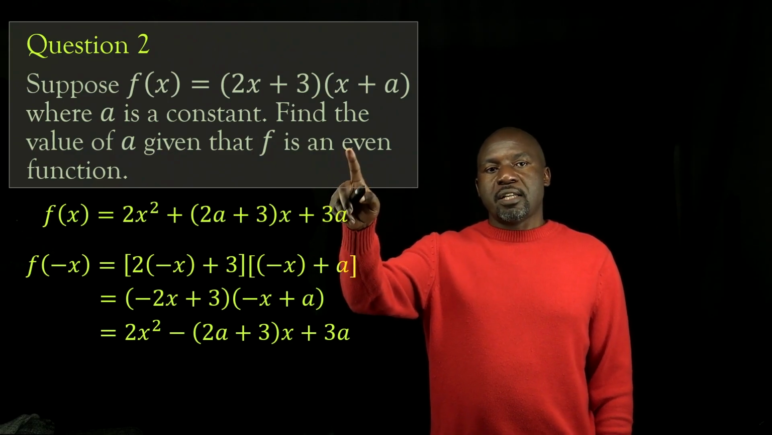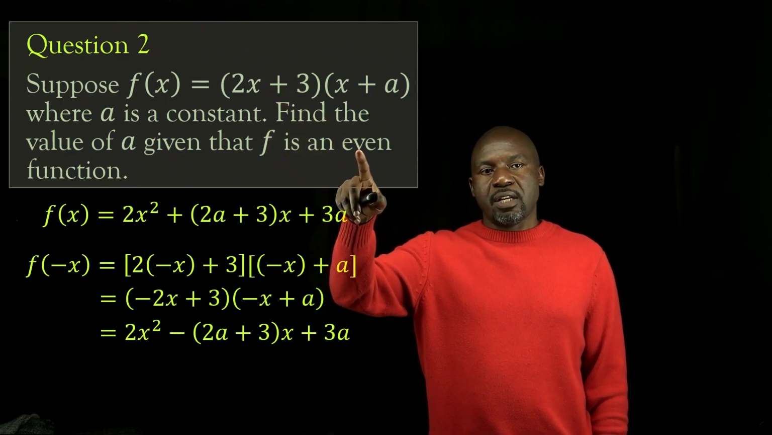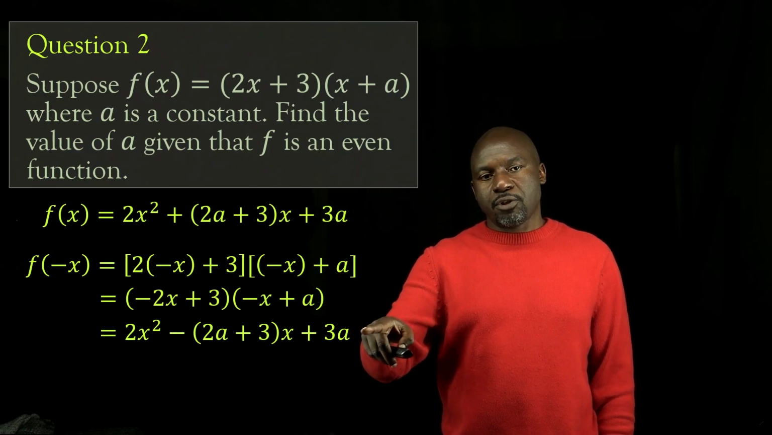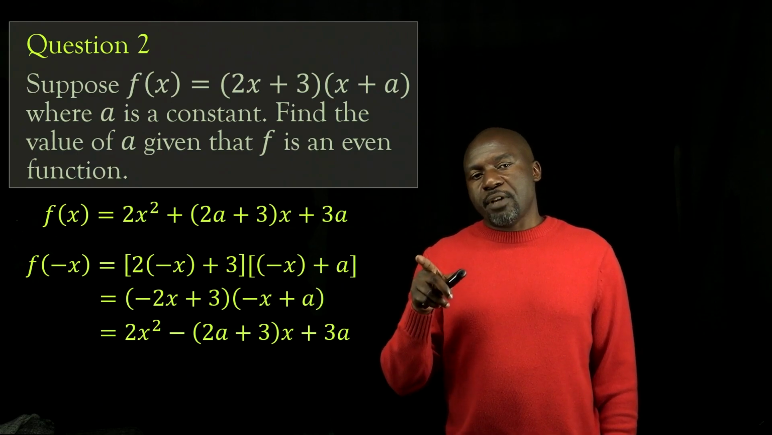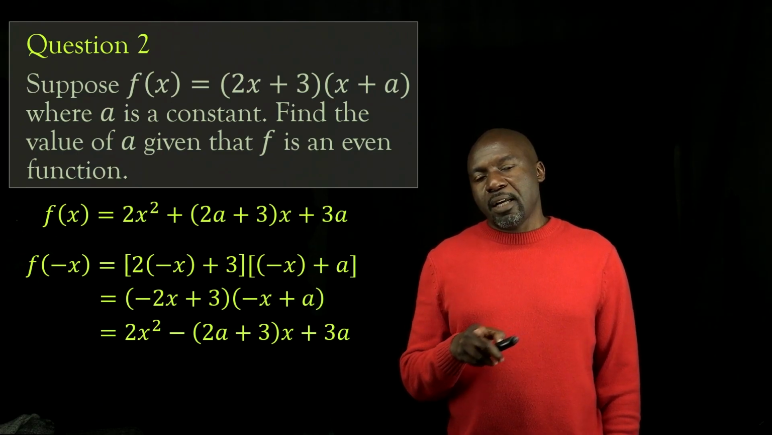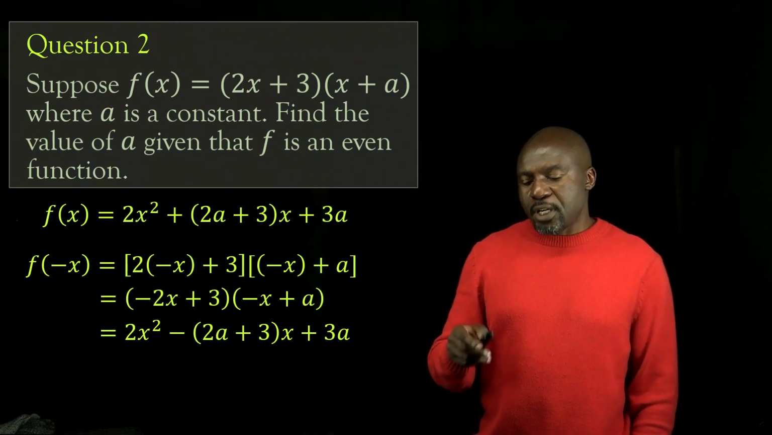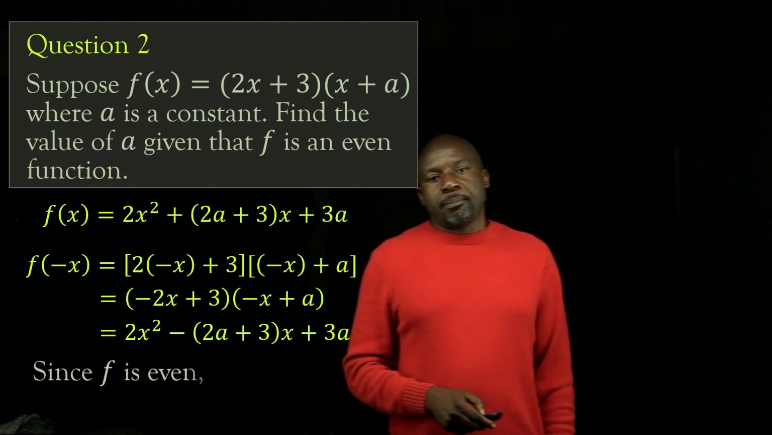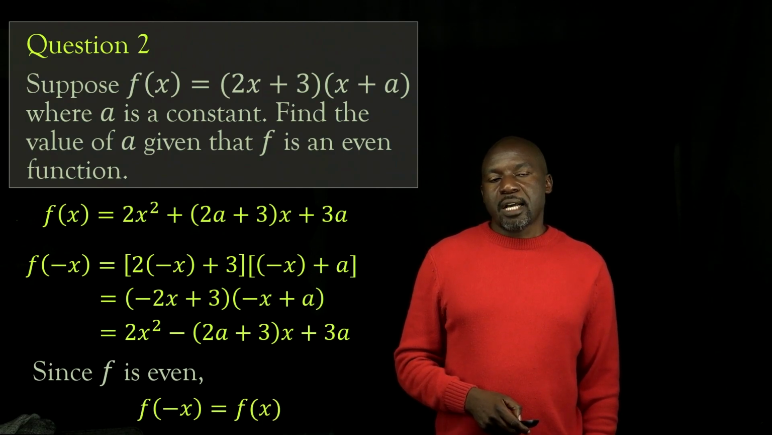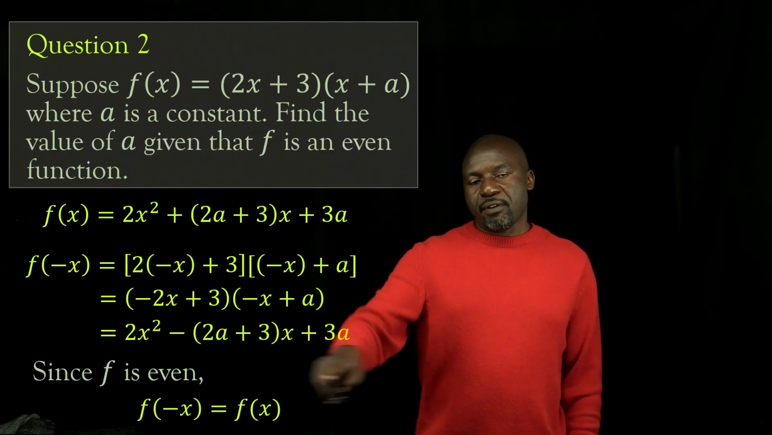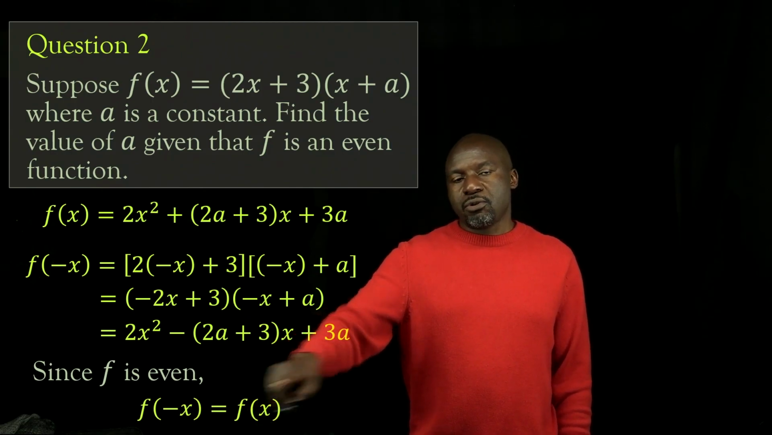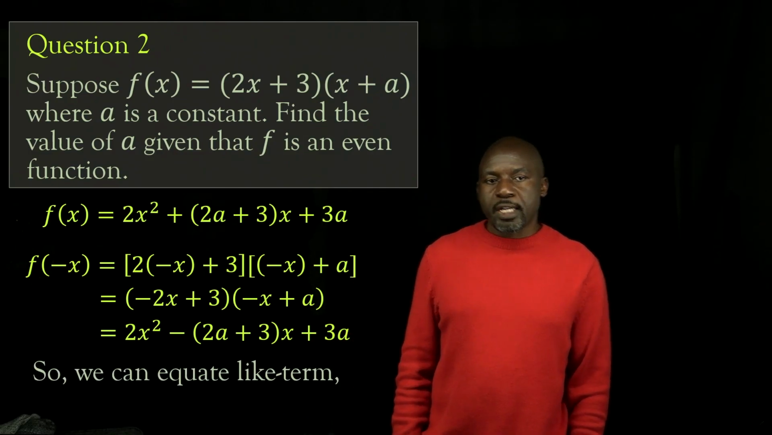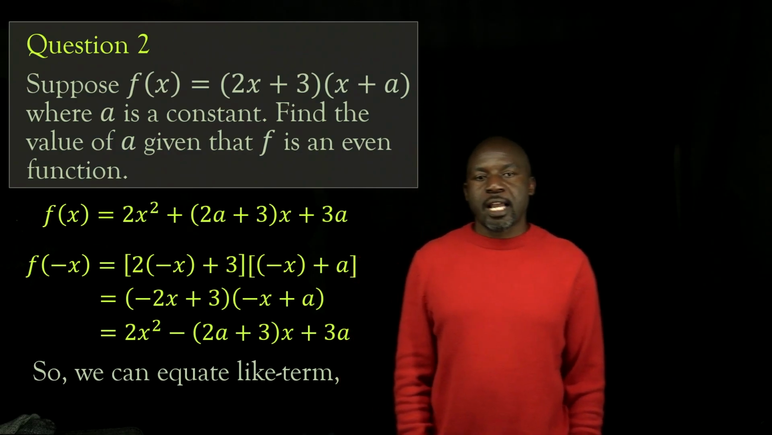Now we are told that this function is even, which is also to suggest that this must be equal to that. If the two functions are equal, then their corresponding terms must also be equal. They are even, it's an even function, so this is true. So corresponding terms must be equal. We can equate the corresponding terms or the like terms.